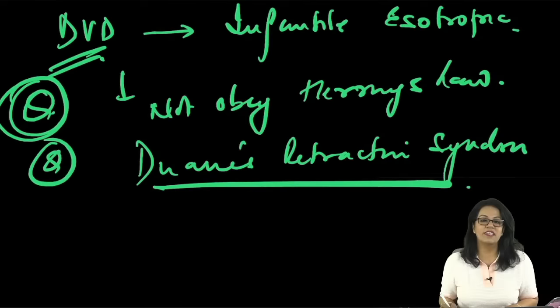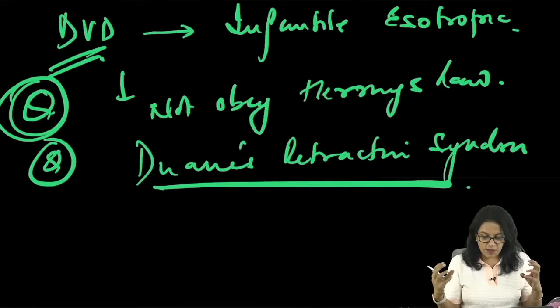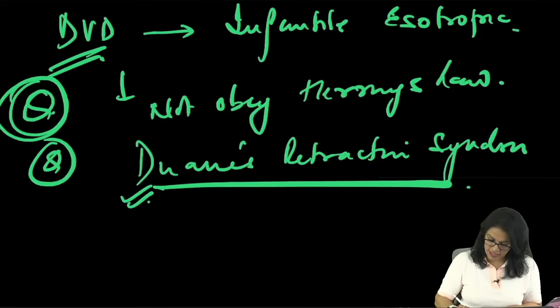Very quick revision here. Tell me, what happens? Defective development of the sixth nerve nucleus, because of which the innervation of lateral rectus is through the third nerve. Therefore, whenever the patient attempts to adduct, there is retraction of the globe inside. This is what is called Duane's retraction syndrome. Okay? So it does not obey Sherrington's law.